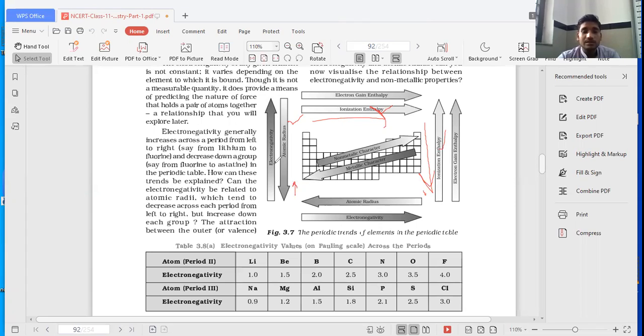Third, we have to discuss is electron gain enthalpy. Along a period electron gain enthalpy value increases, and down the group electron gain enthalpy value decreases, right? And the last what we have discussed is electronegativity. Electronegativity, up the group increases, down the group decreases, and along a period when we move from left to right, electronegativity value increases, right? Fine.